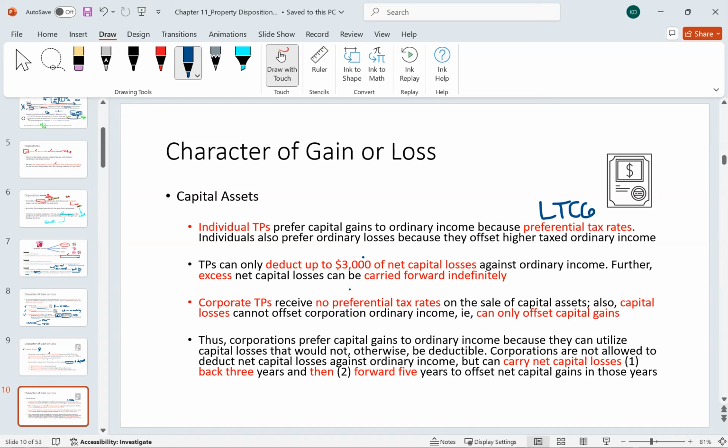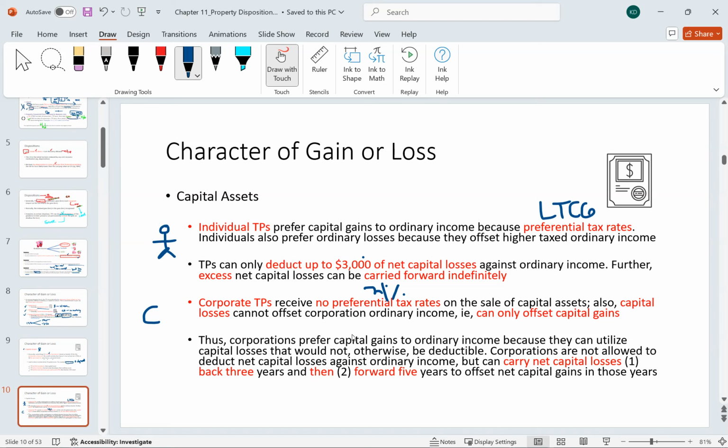A little bit different when we're talking about C corporations. These were individuals, and generally they're going to prefer capital gain income. Corporate taxpayers on the 1120 have no preferential rate. They pay 21% on everything. There's no 0, 15, or 20. It's 21% on everything.